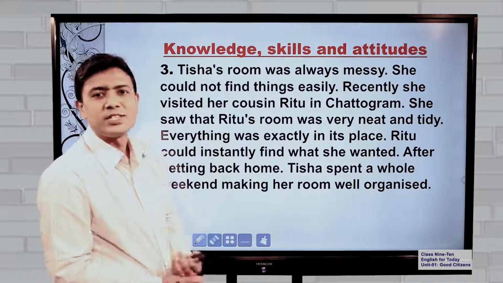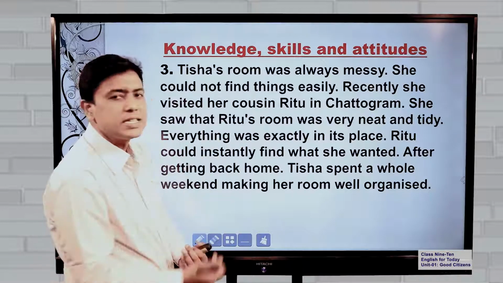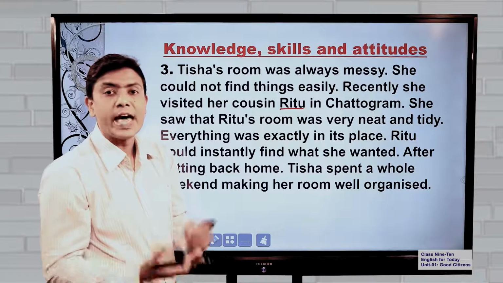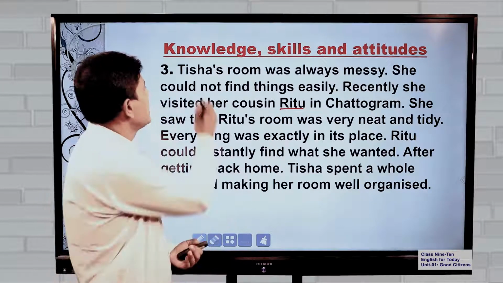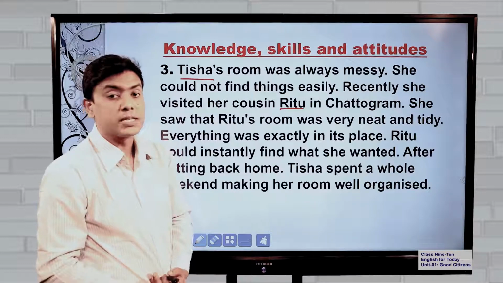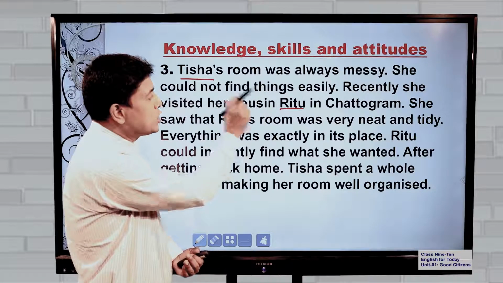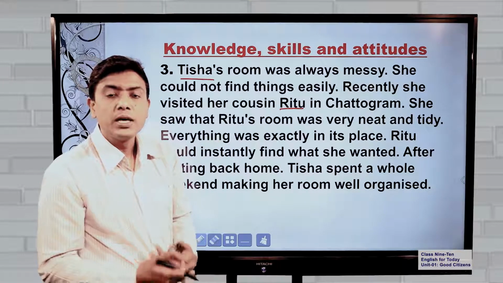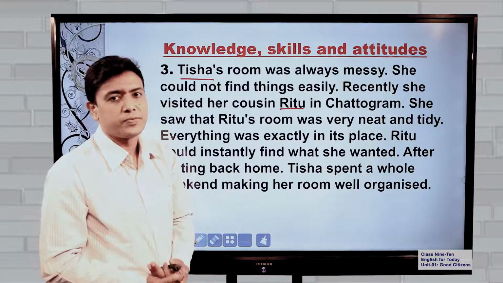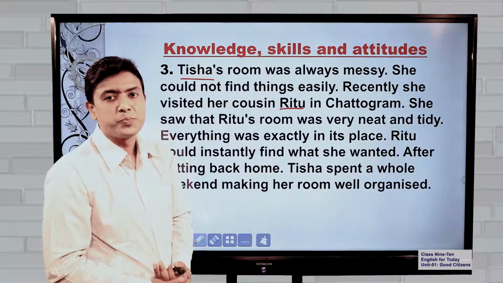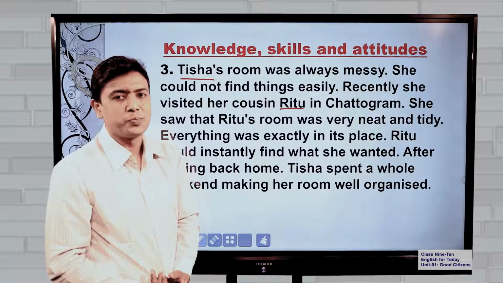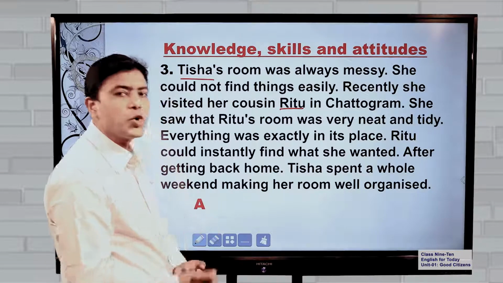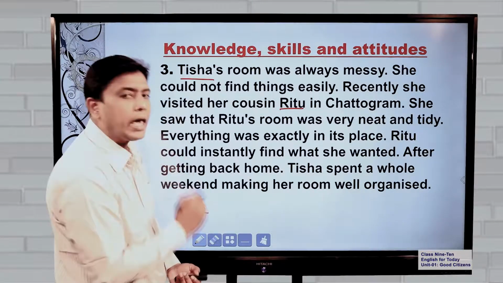By getting the knowledge from her cousin's room in Chattogram, Ritu is the person who has her room organized. But Tisha, her room is not organized. So Tisha got the knowledge, or maybe from the skill of Ritu, Tisha has made a change in her life. She has started organizing her room, and finally she organized her room. So this is a positive change in Tisha's mind. So it is definitely going to be attitude. So let us write A.